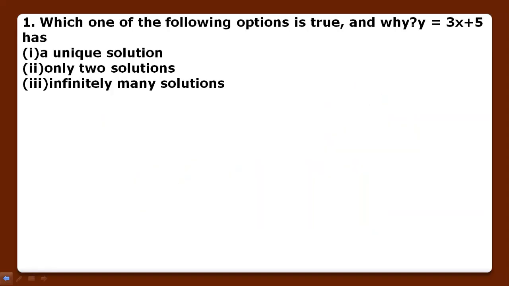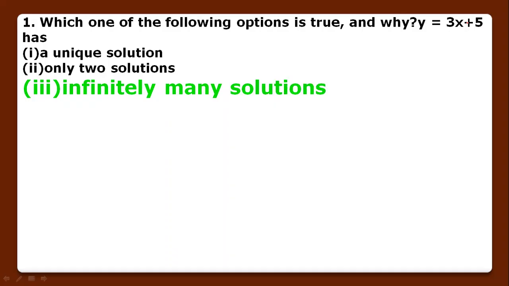So let's start. The first question is, which one of the following points is true? इन सब ऑप्शन में से कौन सा ऑप्शन करेक्ट है and why? We have to give a reason. y equals 3x plus 5 has a unique solution, only two solutions, or infinitely many solutions. First of all, we have to check that it is a linear equation in two variables, and we have studied that it has infinitely many solutions. So the third is the correct answer.